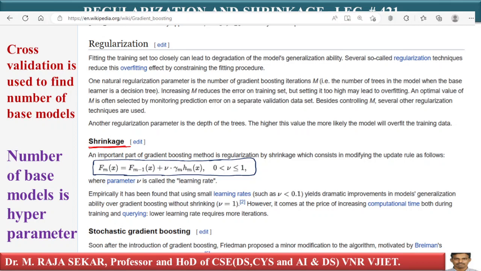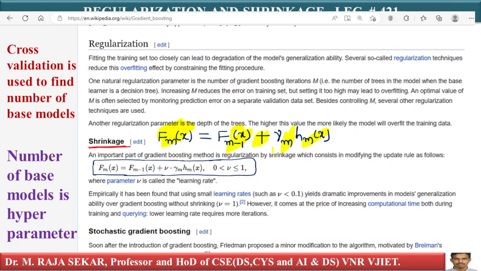Shrinkage works like this. What is our typical model? Earlier we saw the model at stage M is basically the model at stage m minus 1, that you have at the end of stage m minus 1, plus gamma m into hm of x. Isn't it?